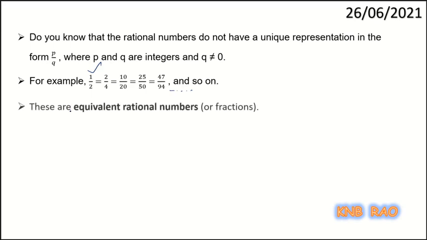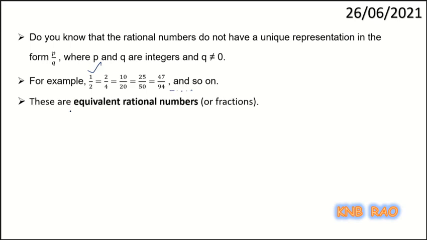Let us now call these equivalent rational numbers. They are all called equivalent fractions or equivalent rational numbers. So, equivalent rational numbers are fractions having the same simplest form. You know, this 1 by 2 is called the simplest form, and in rational numbers, the standard form.